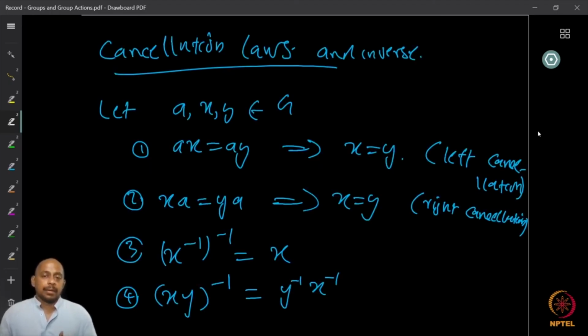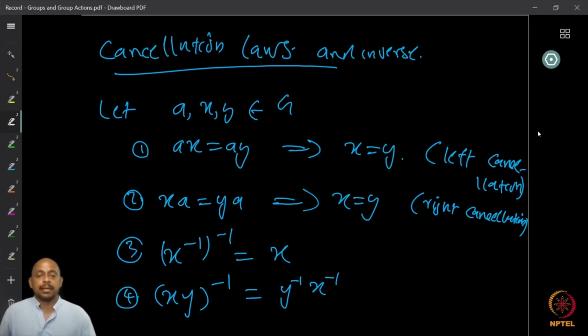Then once you show this, you can show the cancellation laws. So the cancellation laws are the following: if A, X, Y are elements of the group G, then Ax is equal to Ay implies X is equal to Y, which means that we have the left cancellation law. In an identity, where you have multiplication by the same element on the left, then you can cancel that.